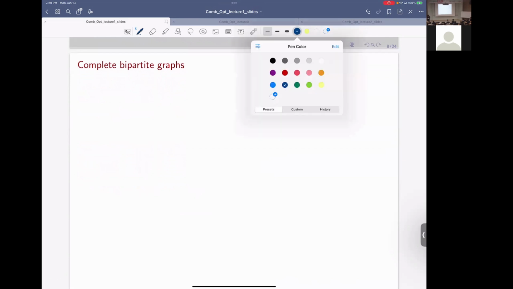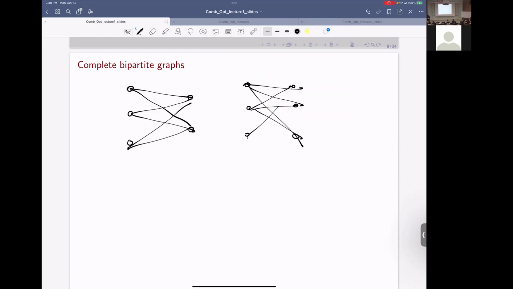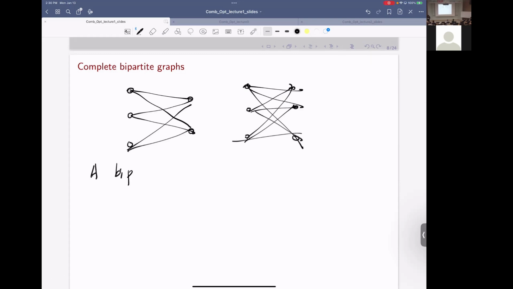So this has to be bipartite, okay? But let's say 3 and 2. What you do is you are taking every possible pair of two vertices where one is from one side and the other one is from the other side. So you take every pair of two vertices from left and right, you're adding all possible edges. And this is called complete bipartite. Let me add one more vertex. 1, 2, 3. 1, 2, 3. Okay.